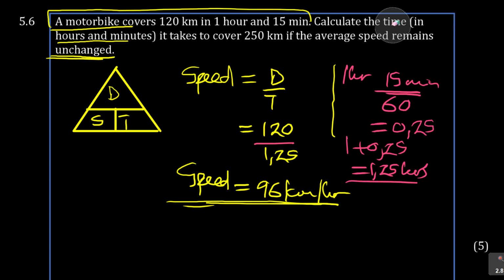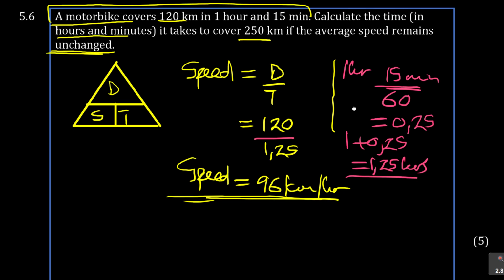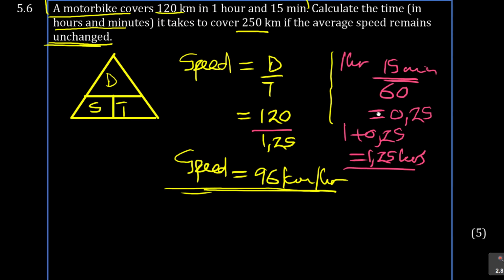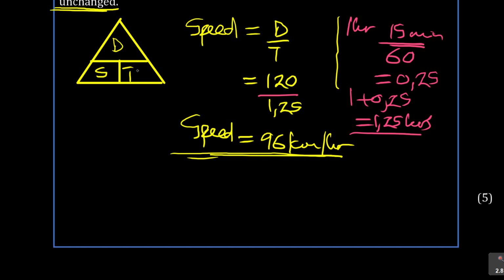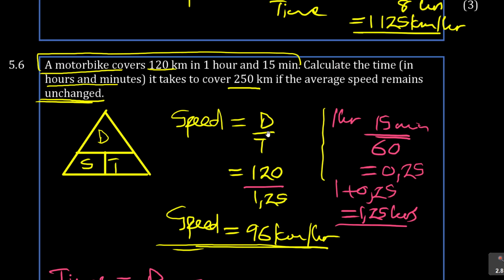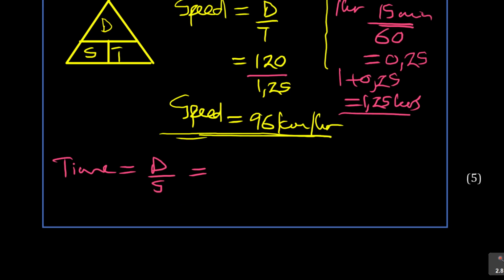They are saying calculate the time in hours and minutes it takes to cover a new distance now. From 120 it is 250 now. So they want time, which means from my triangle here, you can see what is time. The formula, time is distance over speed. It's very important to write that, which is equal to my distance, they told us, is 250. And the speed never changed.